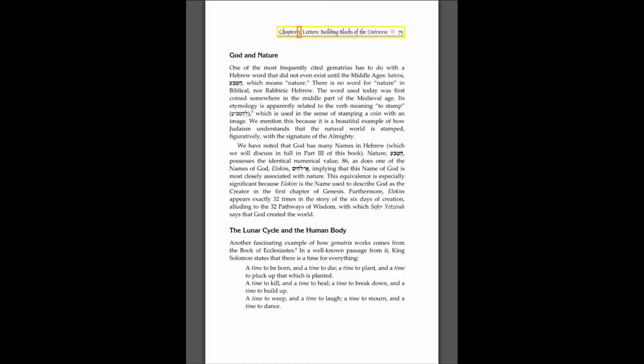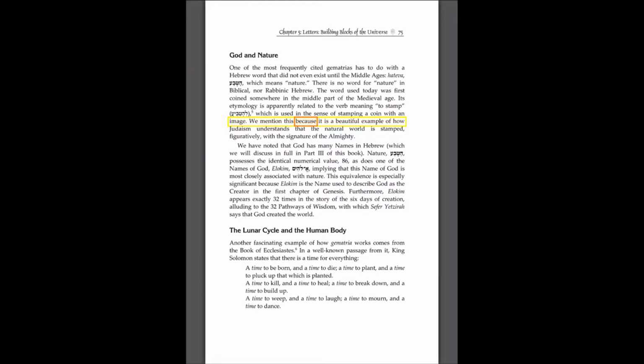Chapter 5, Letters: Building Blocks of the Universe. God and Nature. One of the most frequently cited gematrias has to do with a Hebrew word that did not even exist until the Middle Ages, hateva, which means nature. There is no word for nature in biblical, nor rabbinic Hebrew. The word used today was first coined somewhere in the middle part of the medieval age. Its etymology is apparently related to the verb meaning to stamp, which is used in the sense of stamping a coin with an image.